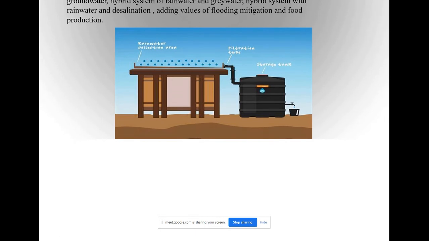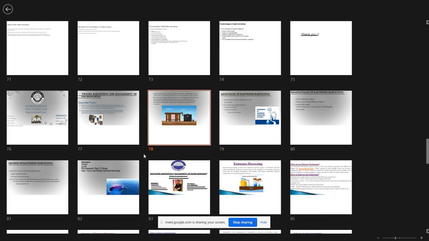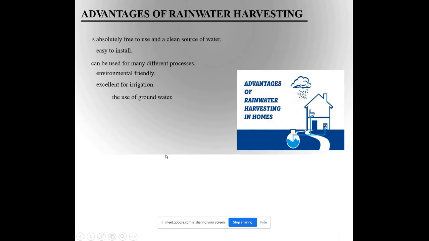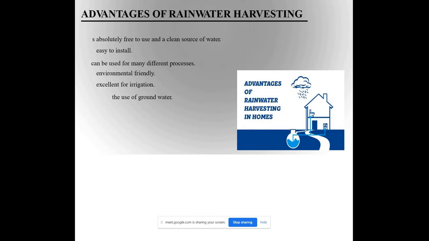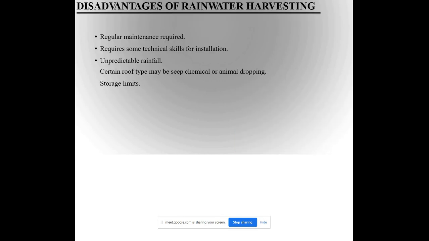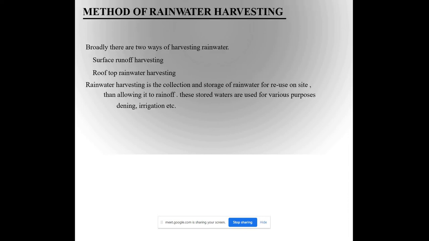And methods of rainwater harvesting. Broadly, there are two ways of harvesting rainwater. First one is surface runoff harvesting. In urban areas, rainwater flows away as surface runoff. This runoff can be caught and used for recharging aquifers by adopting an appropriate method. Second is rooftop rainwater harvesting. It is a system of catching rainwater where it falls. In rooftop harvesting, the roof becomes the catchment and the rainwater is collected from the roof of the house or building.